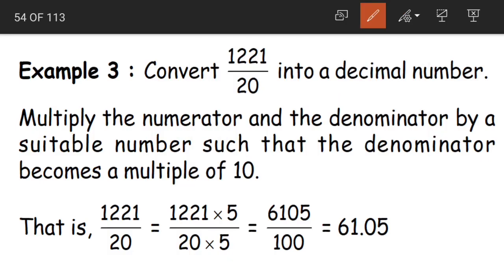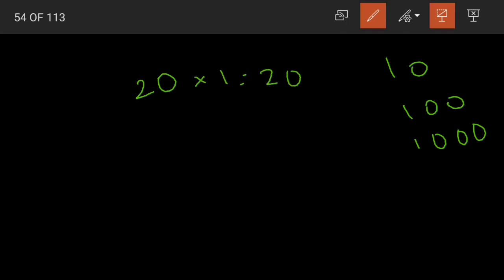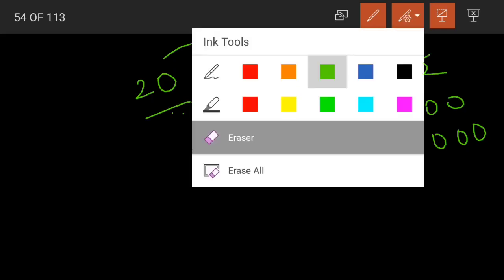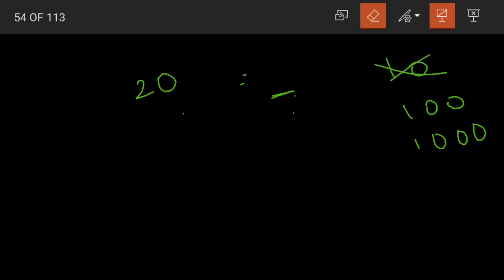See, children, here we are having 20 and we need to convert it into 10, 100 or 1000 by multiplying. Whatever I multiply 20 with, suppose I multiply 20 by 1, its answer will be 20. So whatever I multiply 20 with, the value would be more than or equal to 20. So it's not possible to get 10. Whatever number we multiply 20 with will not be able to get our 10.